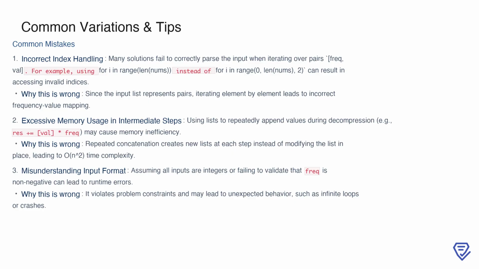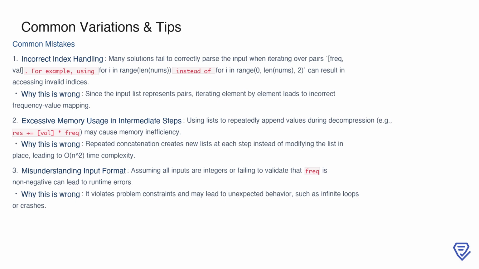Another common mistake is excessive memory usage during intermediate steps. For example, repeatedly appending values with res += [val] * frequency creates new lists at each step, leading to inefficient O(n squared) time complexity. Instead, it's better to use operations that modify the list in place.